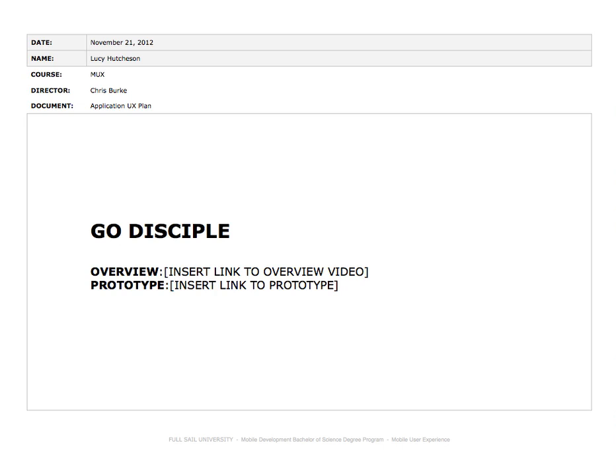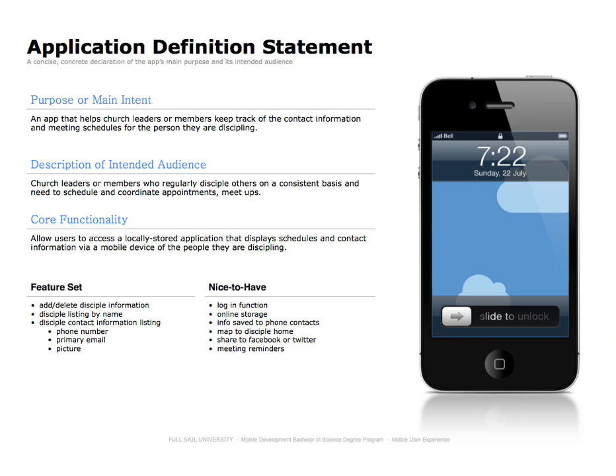So, the name of my mobile app is called Go Disciple. And so, we're just going to do a quick run through of this analysis of my app. And so here we have our application definition statement.